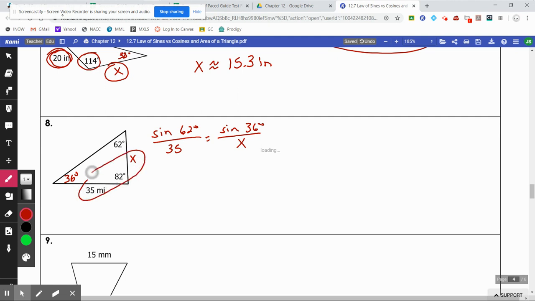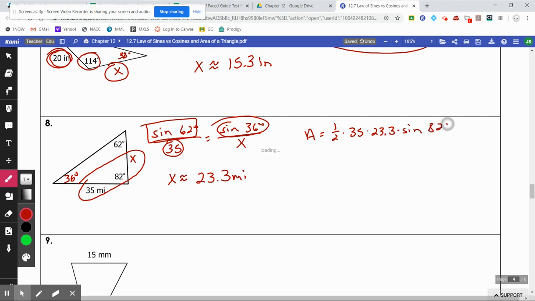If you're letting 36 be my angle, this would be my x. And then this will be my side angle side that I used to find the area. I multiply 35 times sine of 36, divide that answer by the sine of 62, and I get that my missing side is somewhere around 23.3 miles. And that's that missing side. So therefore, my area would be equal to 1/2 times 35 times 23.3 times the sine of the included angle, which is 82 degrees.